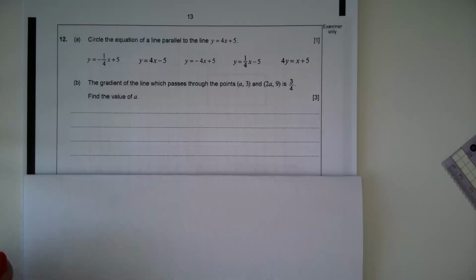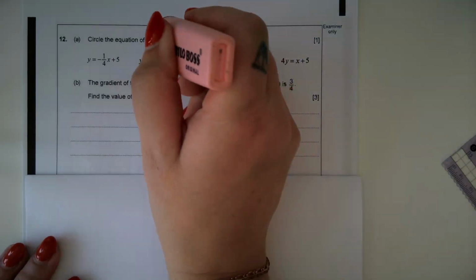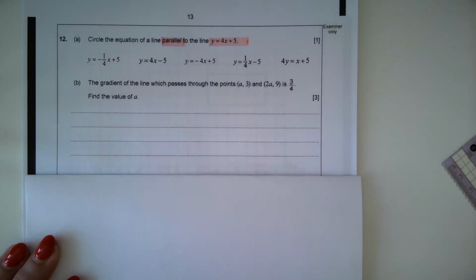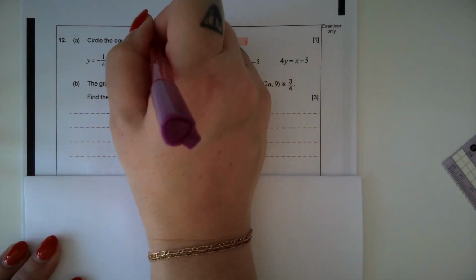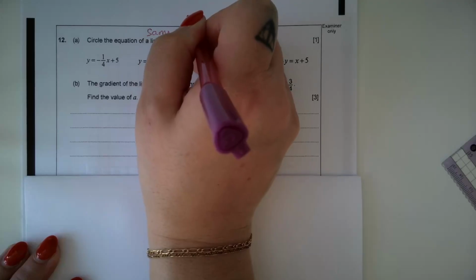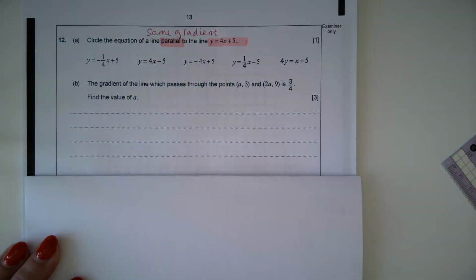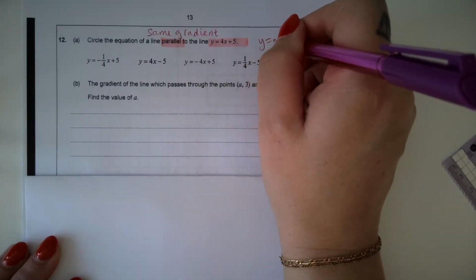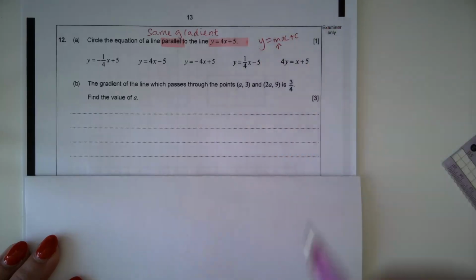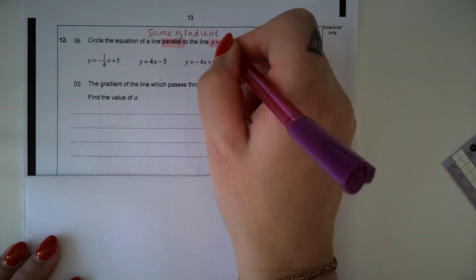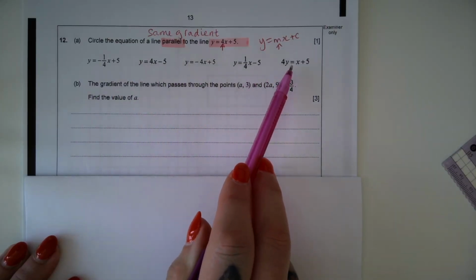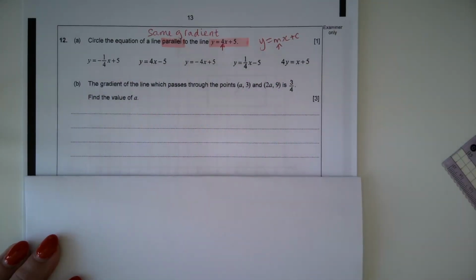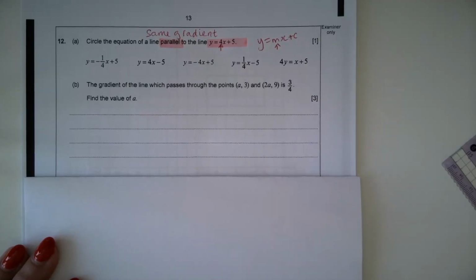Question 12a. Circle the equation of a line parallel to the line y equals 4x add 5. So if lines are parallel, they have the same gradient. Okay, and when we're working in the form y equals mx plus c, m is your gradient. So the gradient of this line is 4. So we need to circle the equation of a line that also has a gradient of 4.